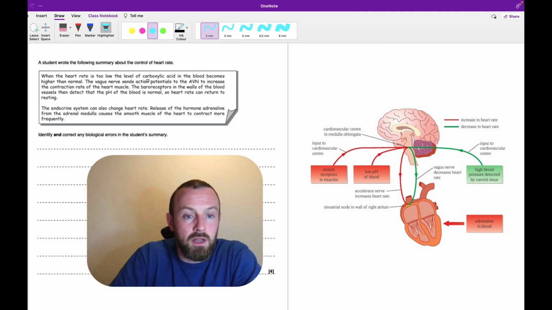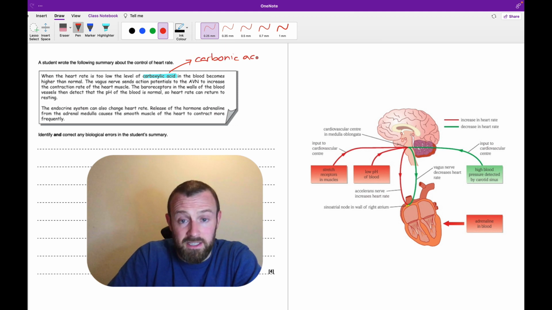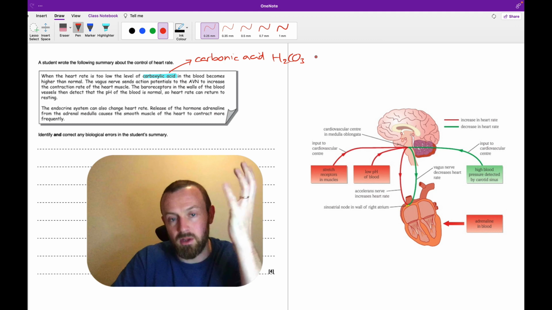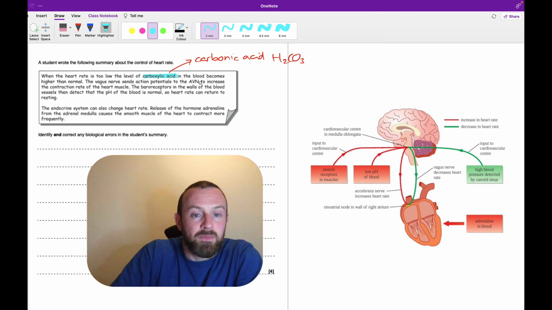When the heart rate is too low, the level of carboxylic acid in the blood... there's no carboxylic acid in the blood, that's incorrect. It could be carbonic acid, which is an acid that is present in the blood, H2CO3, which then dissociates into hydrogen carbonate and H+ ions. What else?